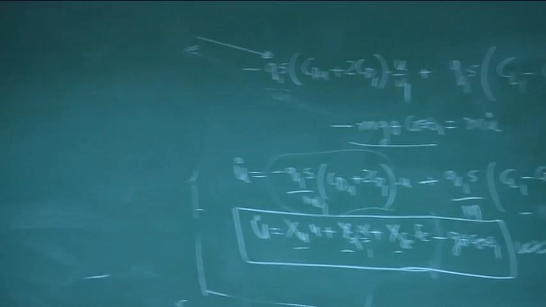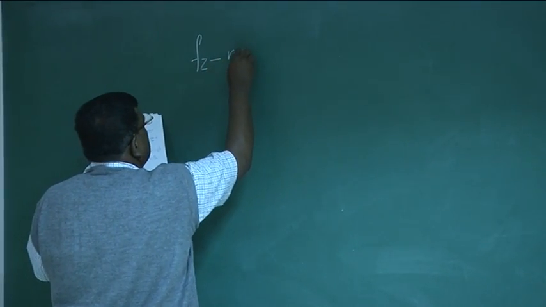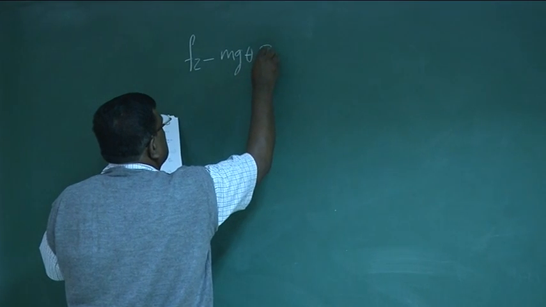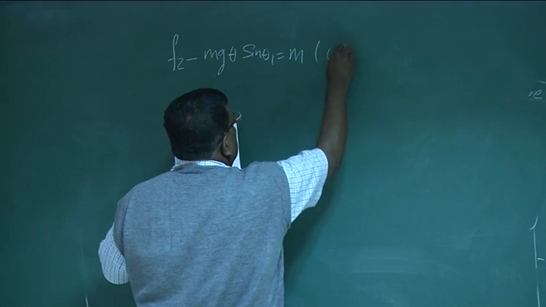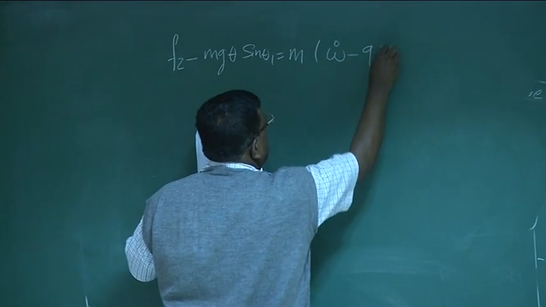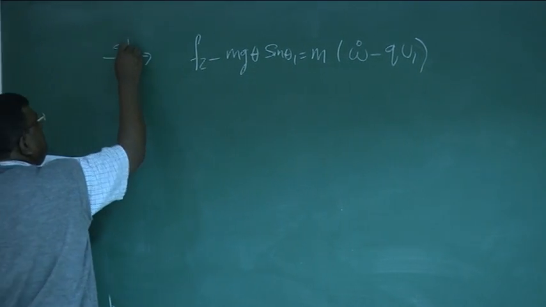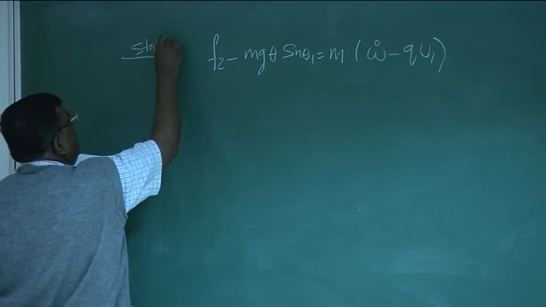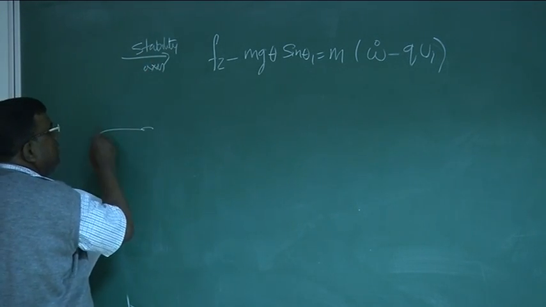Let's take the second equation. What was the second equation? It was Fz minus mg sin theta1 is equal to m (w dot minus q u1). Please remember, we have taken the stability axis system, right? And I'll repeat what the stability axis system is.